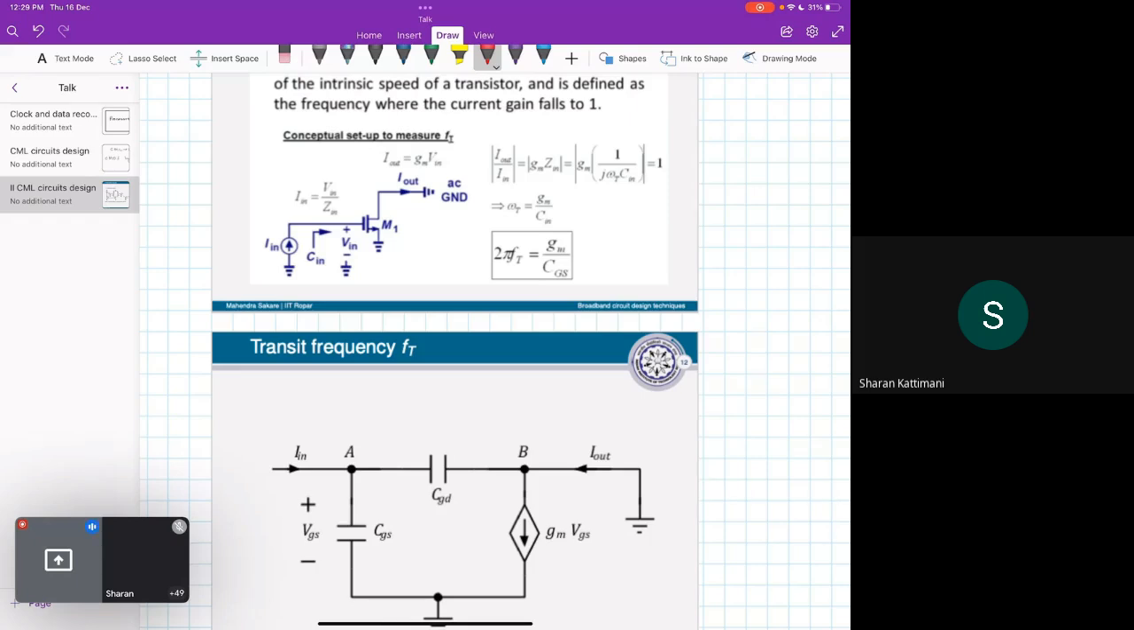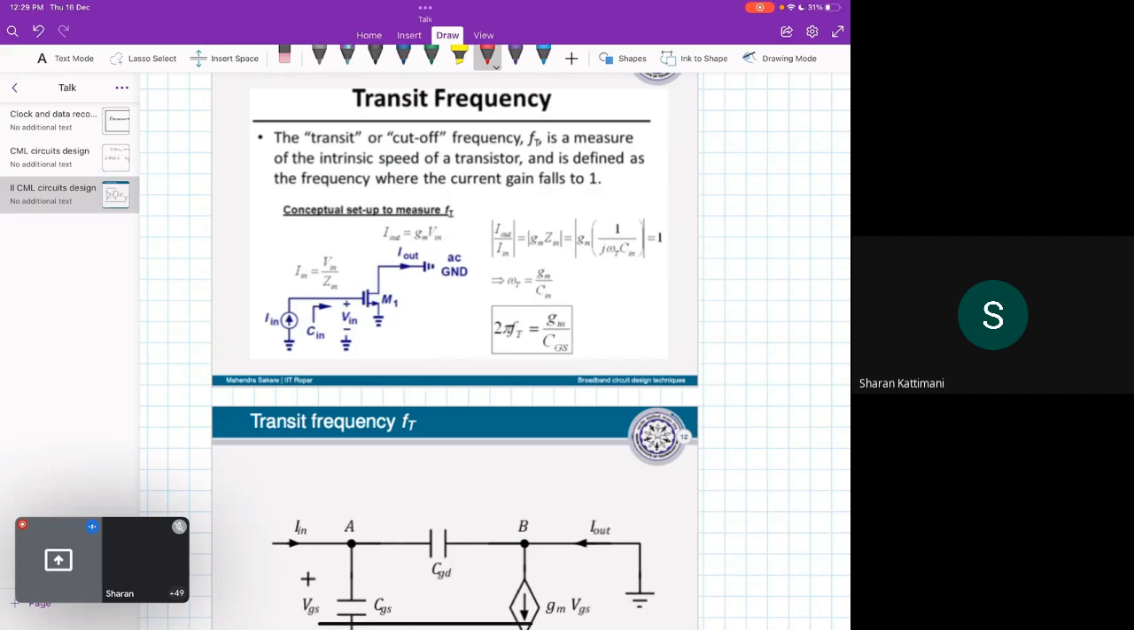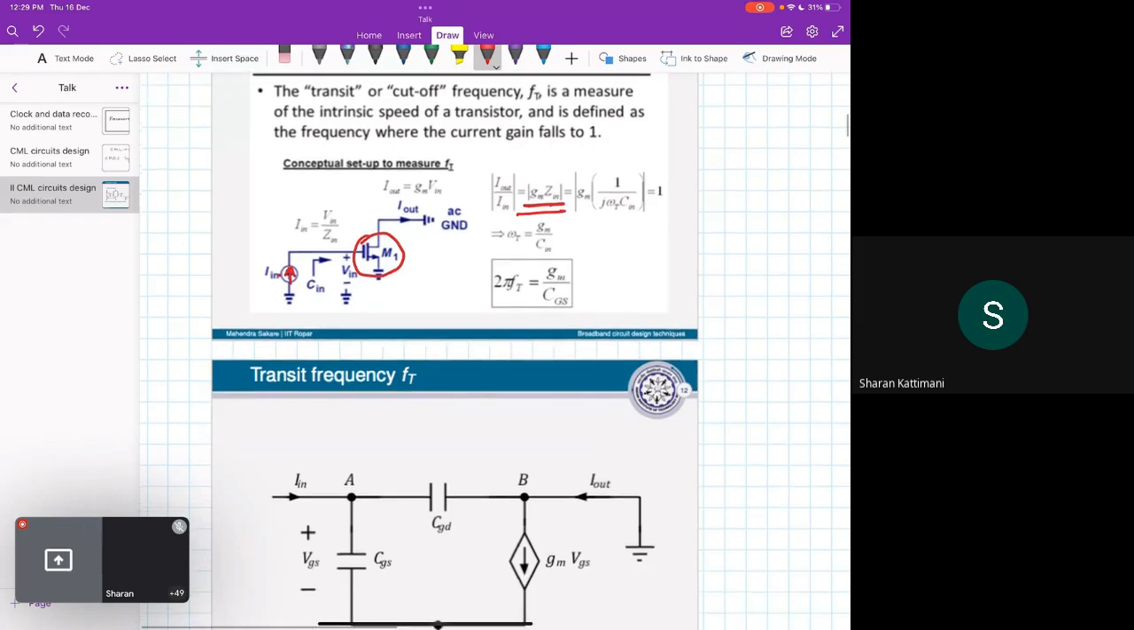In a small signal model, this is the transistor, and we have applied I in. This is only a representation. Generally in simulation you apply V in and you can directly plot I out by I in, which is nothing but GM times Z in. When you put Z in as 1 by j omega C in, your FT will be GM by CGS. This is the maximum speed that the transistor can have.